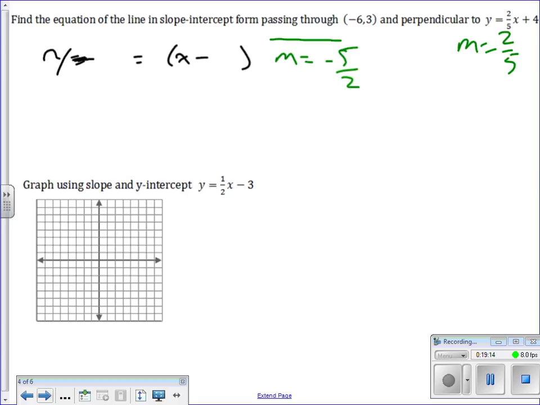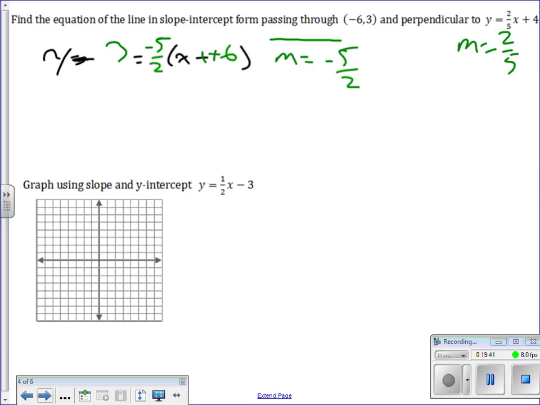Your first step, fill in the blanks. Put in the y-coordinate. Put in your x-coordinate. Put in your slope. Now, this is point slope formula. You want it in slope-intercept. Have to rearrange. Once again, not terribly difficult as long as there's not ugly fractions involved.